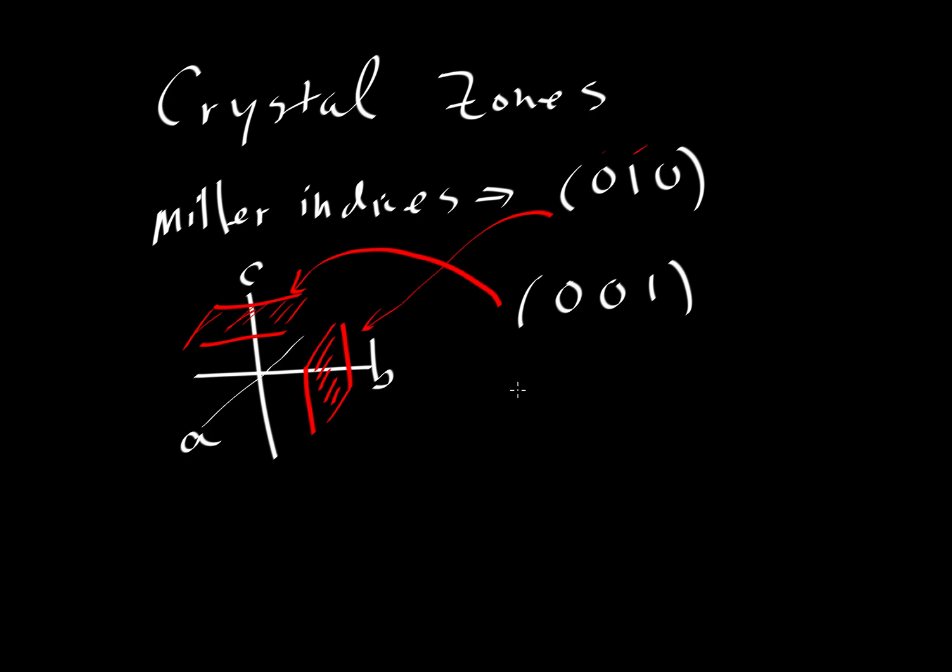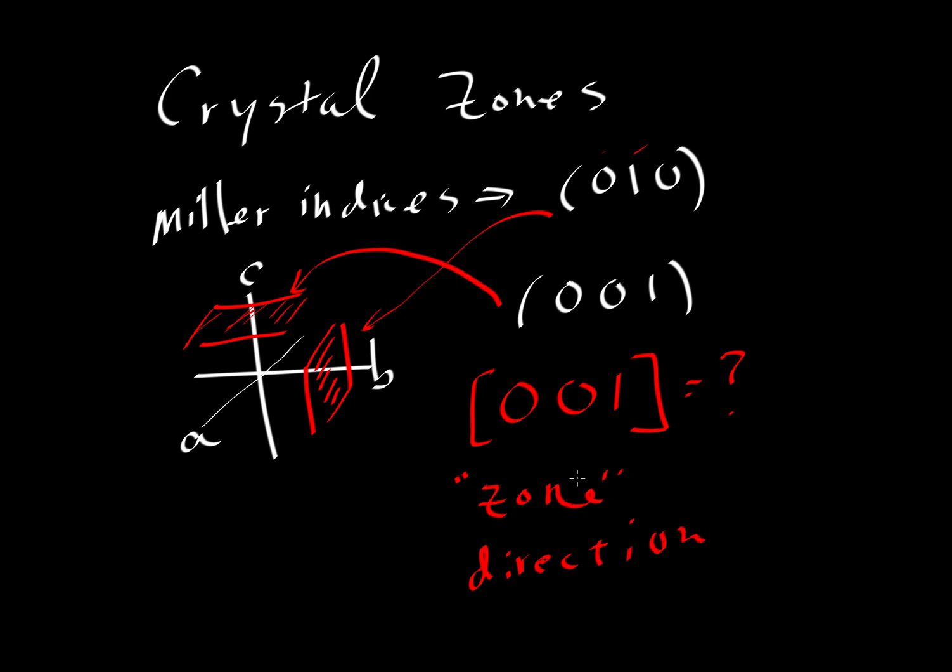But what if we saw something like a [001], but instead of rounded brackets, we had square brackets? What would that mean? Well, this is not a face. It indicates a so-called zone. That's the technical term, and it indicates a direction, not a plane, but a line. And these kinds of directions are used to define the position of the A, B, and C axes.